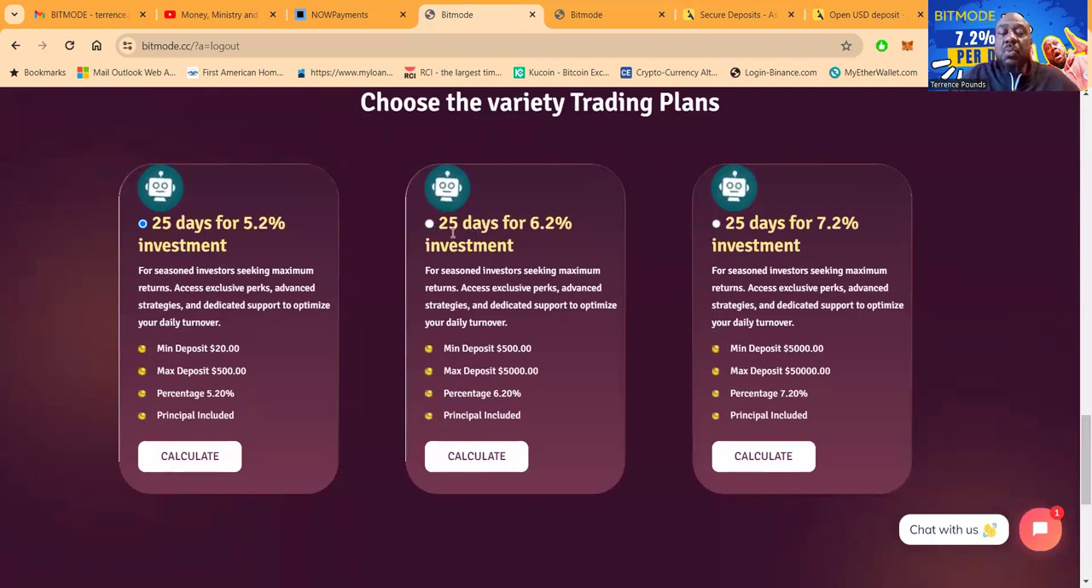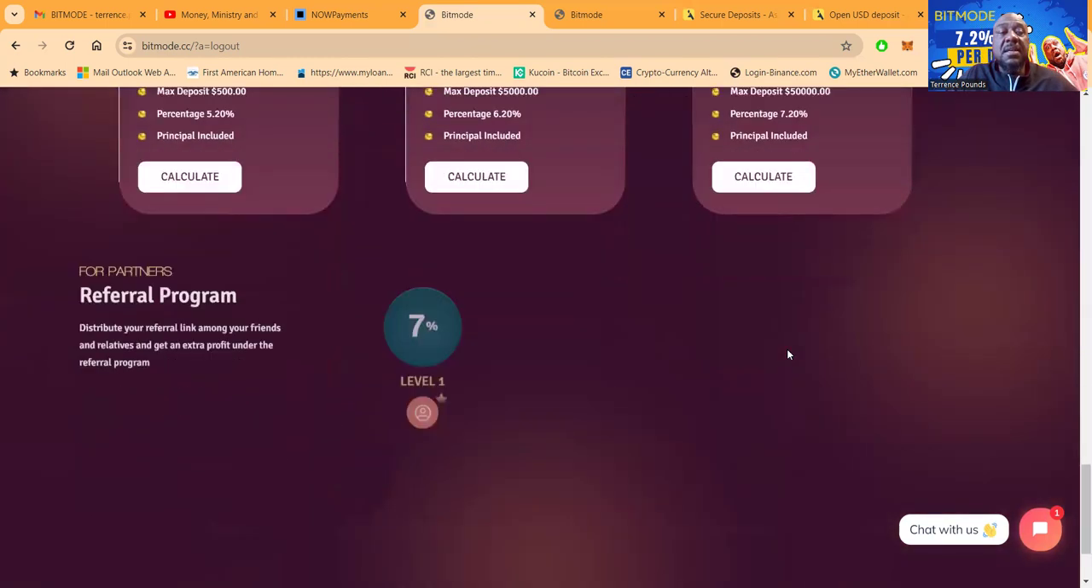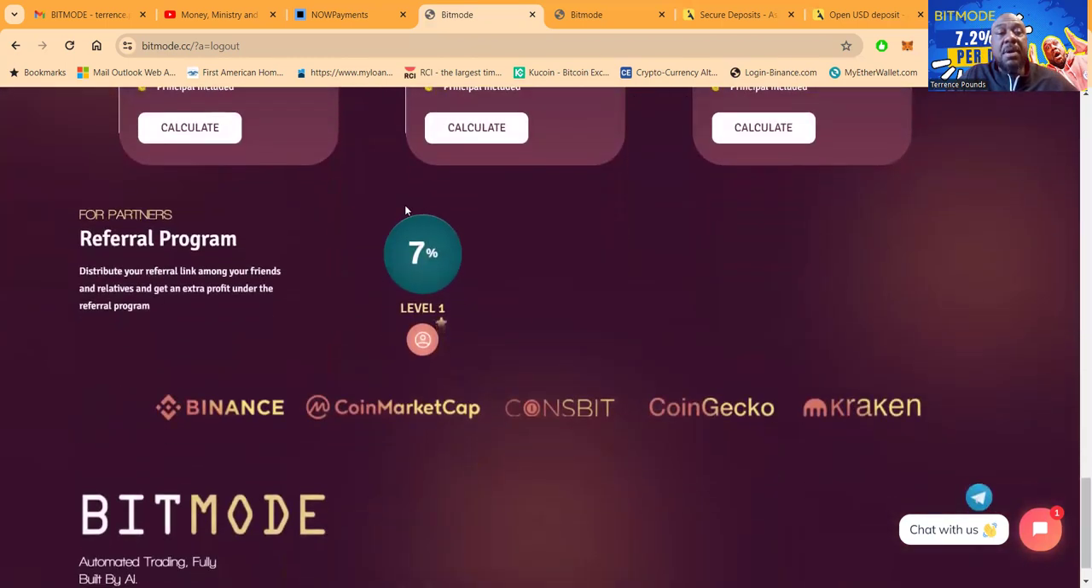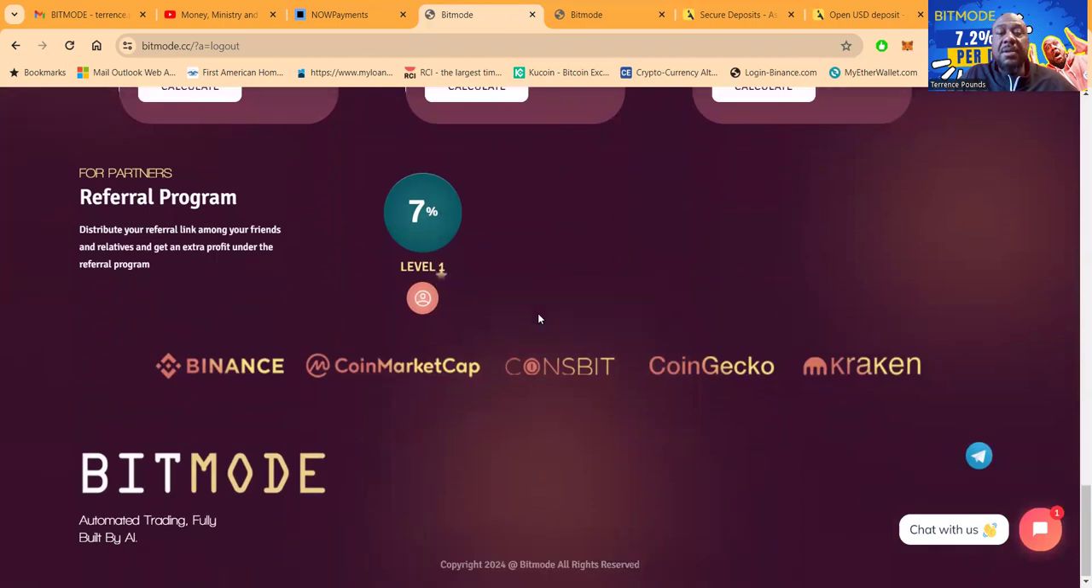Then, folks, there's 25 days also here, but it pays you 6.2%, but you got to come in with 500. Once again, this is inclusive of capital, but you're getting it back at a rapid pace. And then, folks, the last plan here is 7.2% per day. You need 5 racks to get in this, folks, and the principal is included. They have a referral program, folks. It's just one level at 7%.